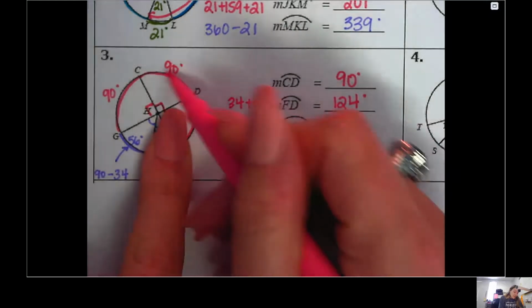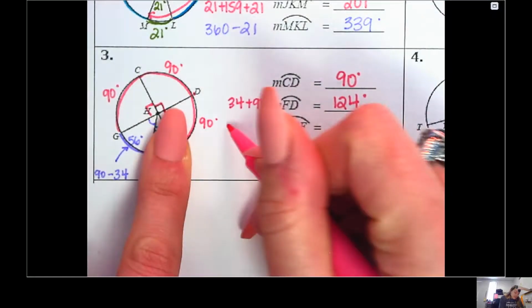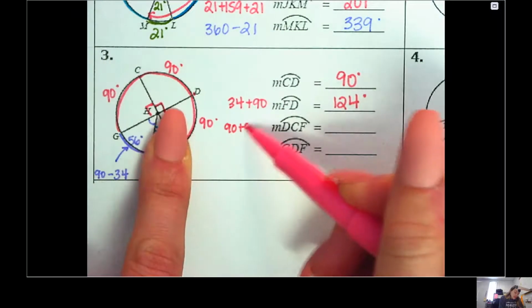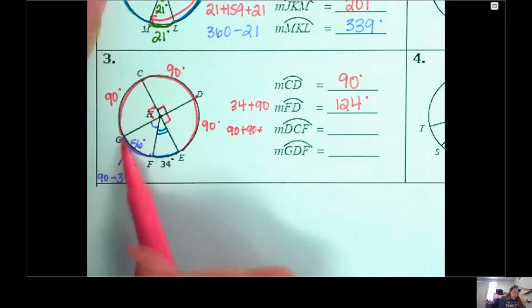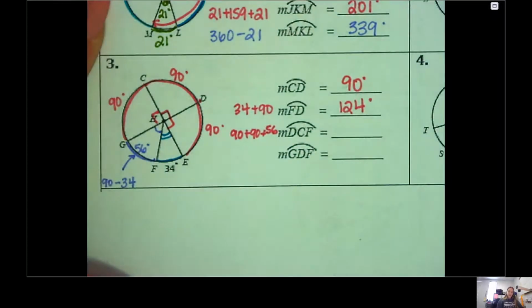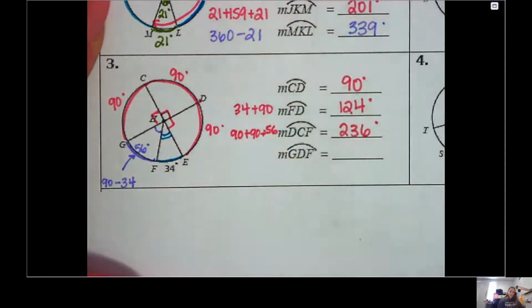So D to C is 90. C to G is another 90. And then G to F is 56. Ooh, sorry, I ran out of room there. Add those all together, I get 180 plus 56, so 236 degrees.